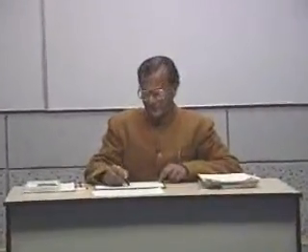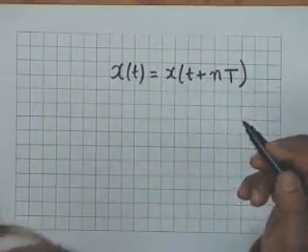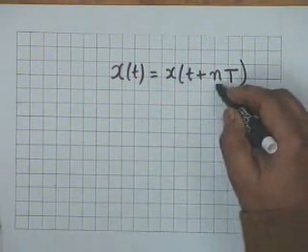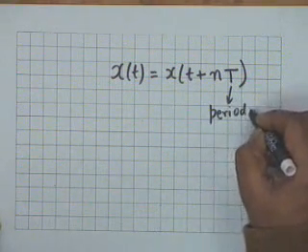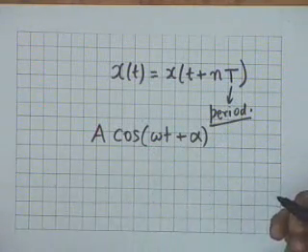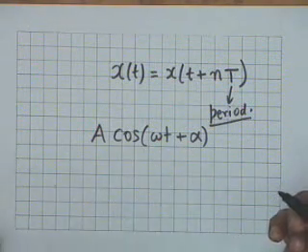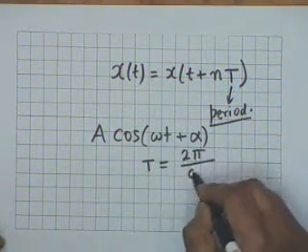You recall that a periodic waveform x of t is periodic if and only if x of t is x of t plus n times capital T, where capital T is a constant and n is an integer, and capital T is called the period of the periodic waveform. A sinusoid of the form A cosine or sine omega t plus alpha is a simple and very frequently encountered example of a periodic waveform, of which capital T, the time period, is given by twice pi divided by omega. All right.